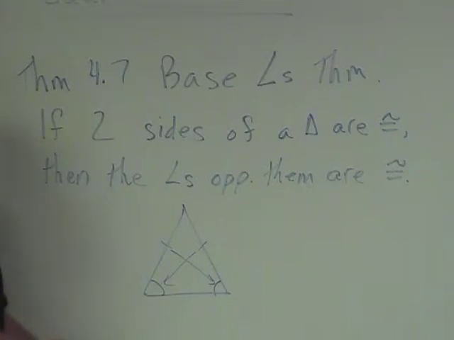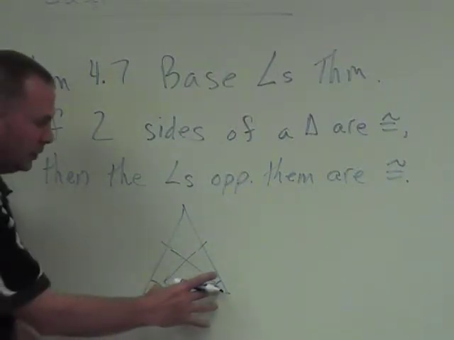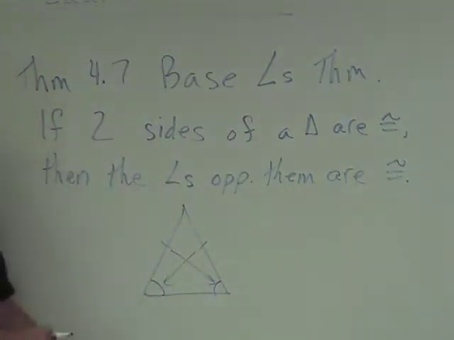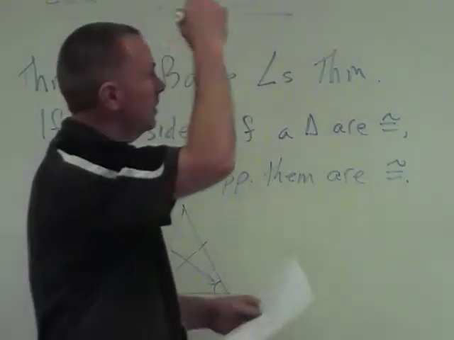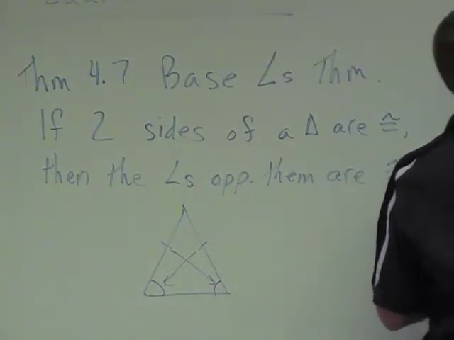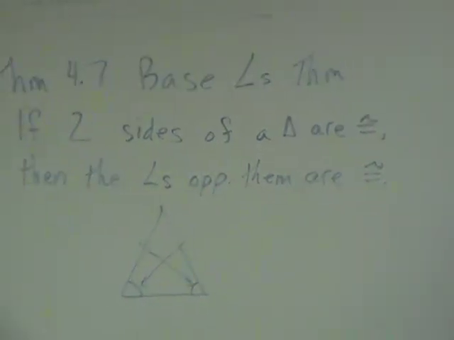Who can tell me what the converse of this theorem is? If two opposite angles are congruent, then the two sides of a triangle. Good. So if you're given these two angles being congruent in a triangle, then you know the sides opposite them are congruent to each other. And that's an actual theorem, Theorem 4.8. I'm not going to write that out. That's the converse of the base angles theorem. You should know by now how to write a converse.